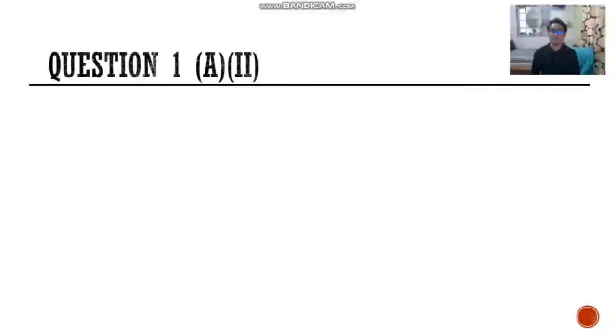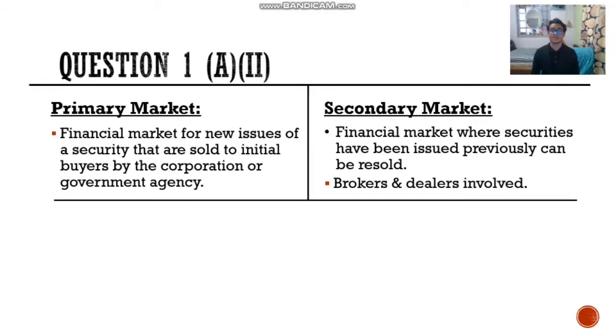Okay, so we're done with subtopic number one. We're moving on to Roman number two, where I'm going to discuss primary and secondary market. Primary market is a financial market for new issues of a security that are sold to the initial buyers by the corporation or the government agencies. As for secondary market, it is defined as a financial market where securities that have been issued previously can be resold again. Brokers and dealers are usually involved, and brokers are agents of investors who match buyers with sellers of securities. Dealers link buyers and sellers by selling securities at stated prices.